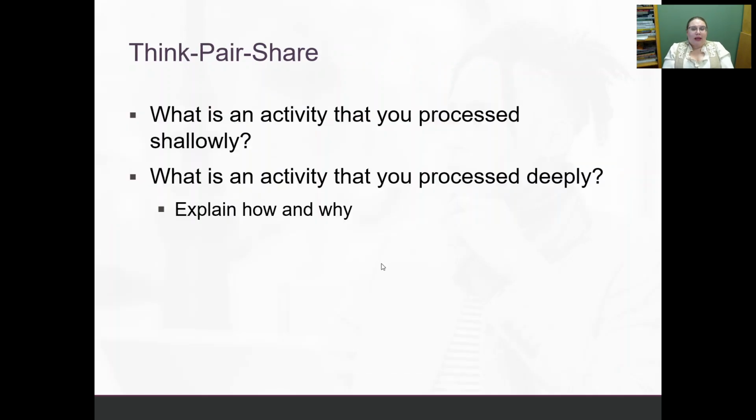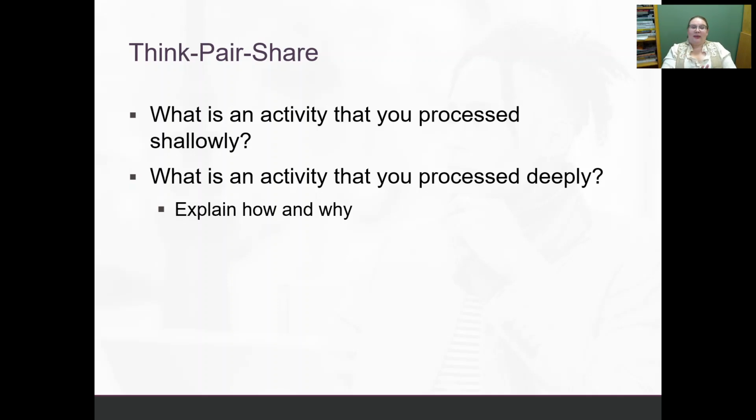All right, after I read this information, I would like you to think and share with me an activity that you have processed at a shallow level, and then an activity you have processed at a deeper level, as two separate questions. The first question is, what is an activity that you have processed at a shallow level? Explain how and why you do this. The second question is, what is an activity that you have processed at a deeper level? Again, explain how or why.